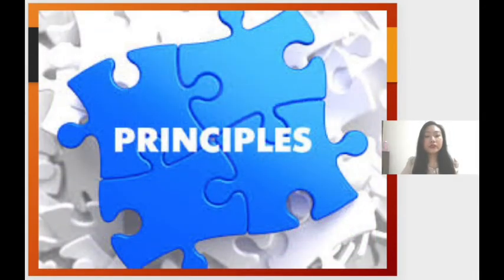Okay, next one, principles of public budget. Principle is defined as a fundamental truth or proposition that serves as the foundation for a system of belief or behavior or for a chain of reasoning. In other words, principle is a set of rules or law for something. There are 5 main principles of public budgeting.